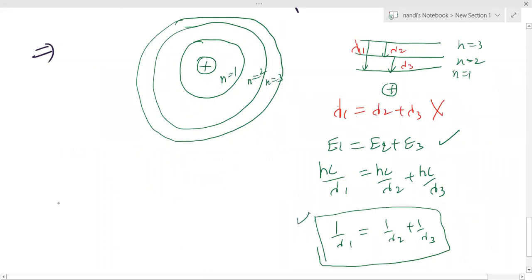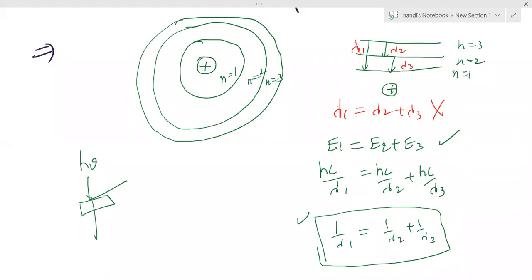And I have given some more questions. Other types of questions I also gave. Suppose one photon of energy h nu strikes some surface. Then one part is reflected and the other is transmitted. h nu is the photon energy, some energy packet.